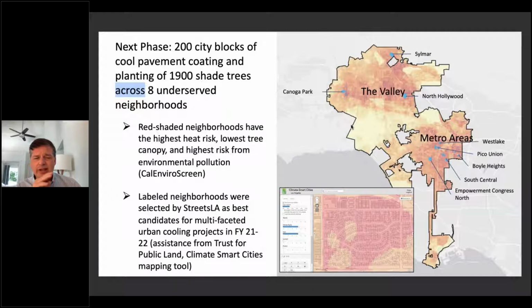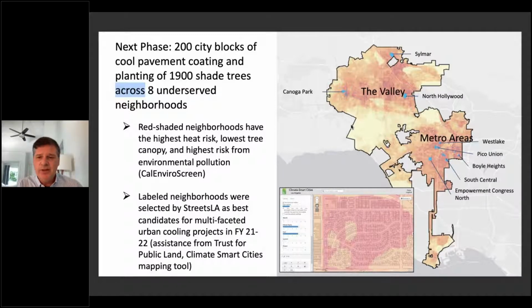So we created an urban cooling committee within our agency. We used 3 different mapping tools. We used the Climate Smart Cities tool from the Trust for Public Land. We used the Google Tree Canopy tool that was created as a pilot for Los Angeles, that's part of Google Earth. And then there's a new tool called the Tree Equity Map that's national. And we used all 3 of those to match up places that are very hot with places that have low tree canopy, with places that are underserved neighborhoods. And we identified 8 underserved neighborhoods that are marked in blue on this map here.